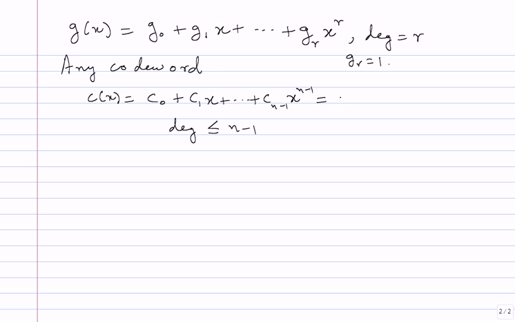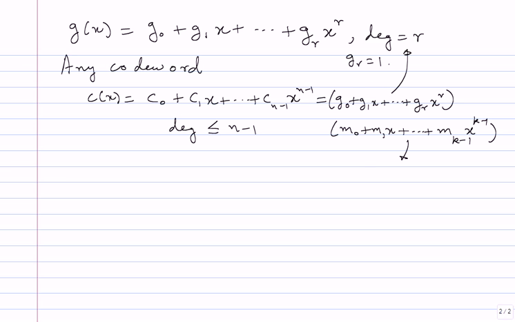But I know this can be written as m of x times g of x. So let me write the g of x first, g0 plus g1 x plus so on till g r x to the power of r, and then in a suggestive way, I'll write m as m0 plus so on till m k minus 1 x to the power k minus 1. Remember, this degree is equal to r. So if the total degree is less than or equal to n minus 1, what about m of x? Its degree is less than or equal to n minus r minus 1. Is that clear?